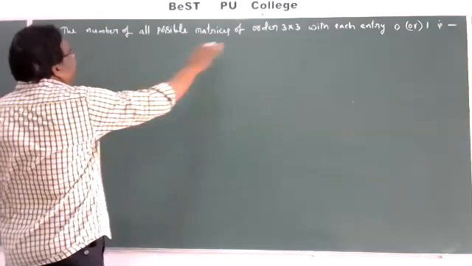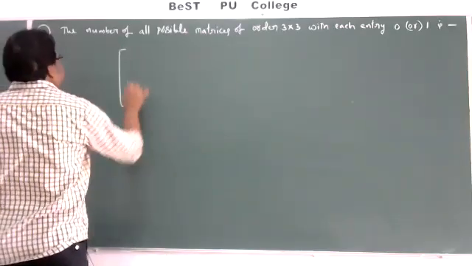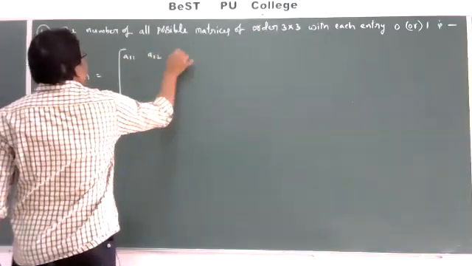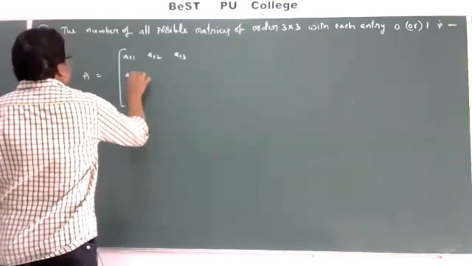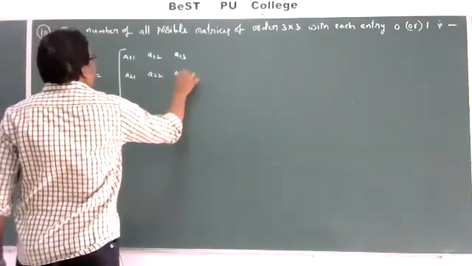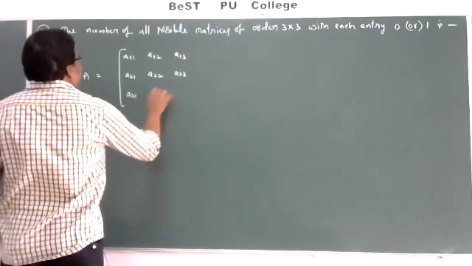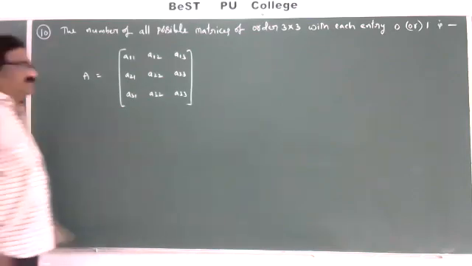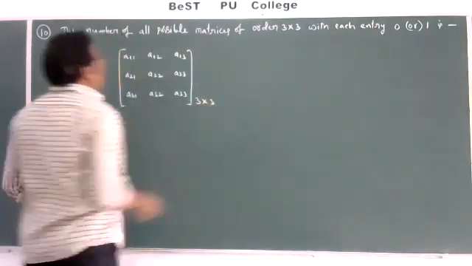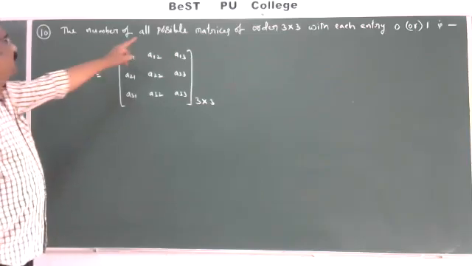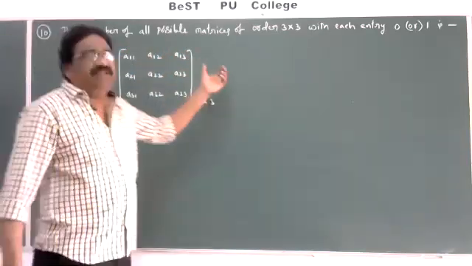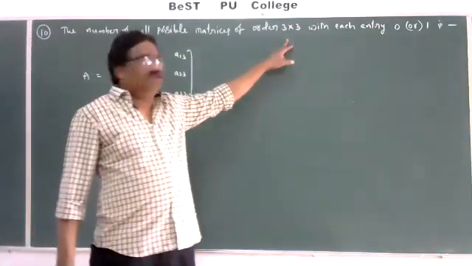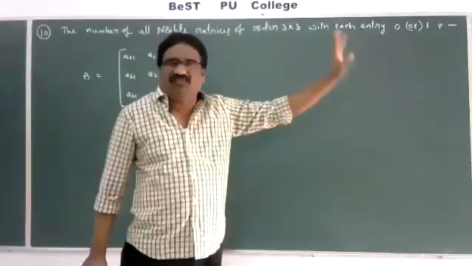So here we require a 3 by 3 matrix, that is A11, A12, A13, A21, A22, A23, A31, A32, A33. This is the required 3 by 3 matrix. So here what is the problem? The data gives the number of all possible matrices. How many matrices can we construct of order 3 by 3 by using the entries only 0 or 1?